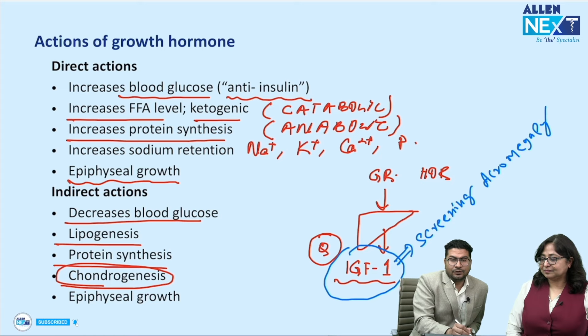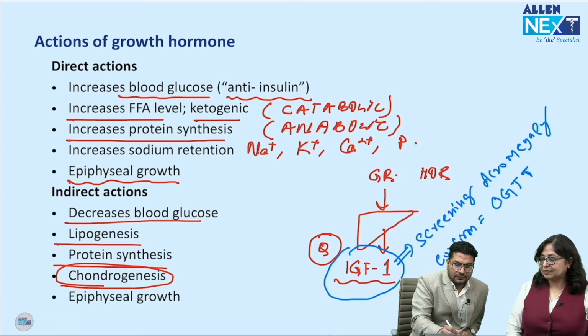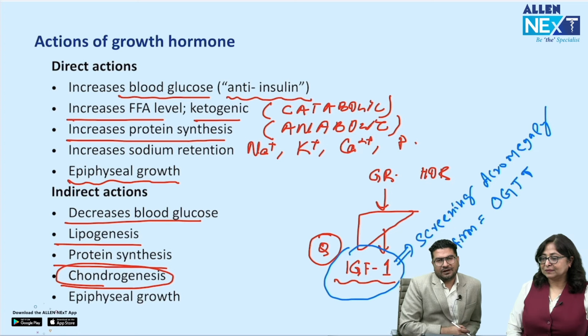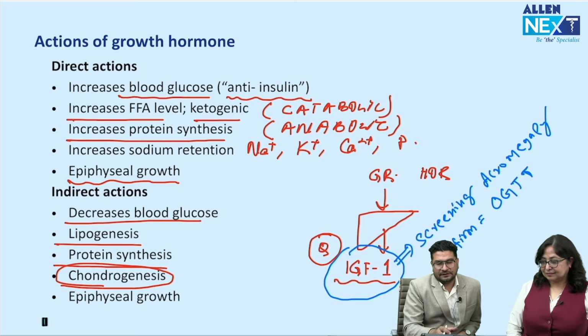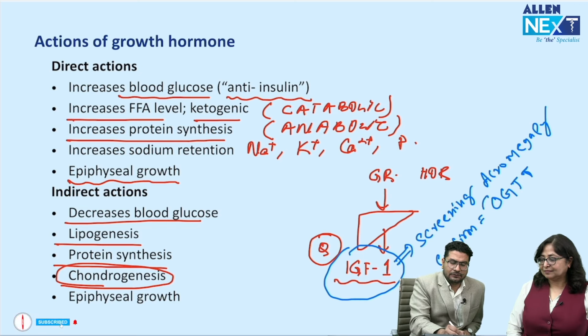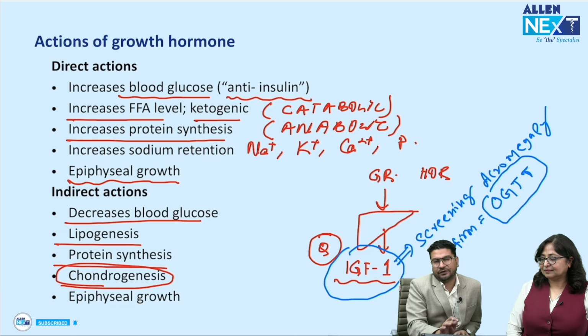Now, if you ask me how you will confirm this, for confirmation, we will give the patient glucose, and this test is called OGTT, oral glucose tolerance test. In normal people, when you give glucose, growth hormone level will suppress. Here, in acromegaly, there is so much growth hormone that it will not suppress. So failure of growth hormone to suppress even after giving glucose, that is the OGTT.